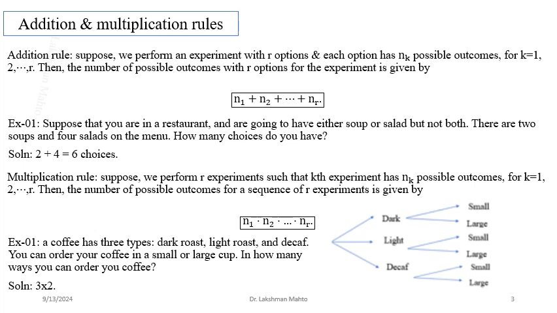So here the question is that coffee has three types: dark roast, light roast, and decaf. You can order your coffee in a small or large cup. The first experiment is the type of coffee. The second experiment is the size of the cup, small or large. So in how many ways can you order your coffee? Six ways. So AND rule, simply the AND rule.